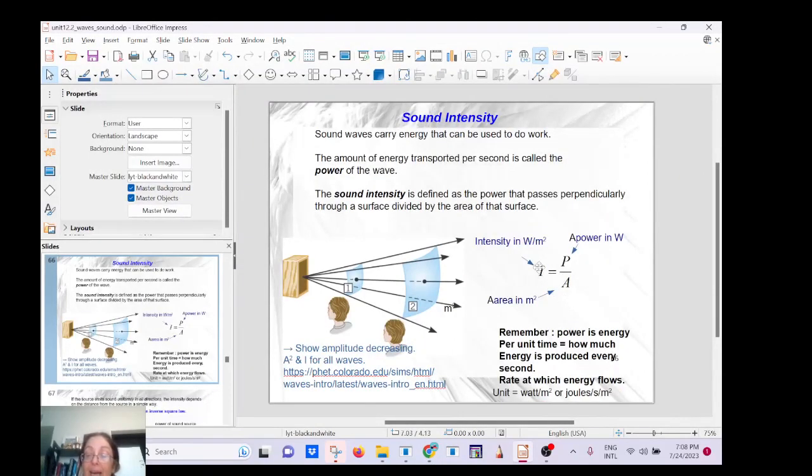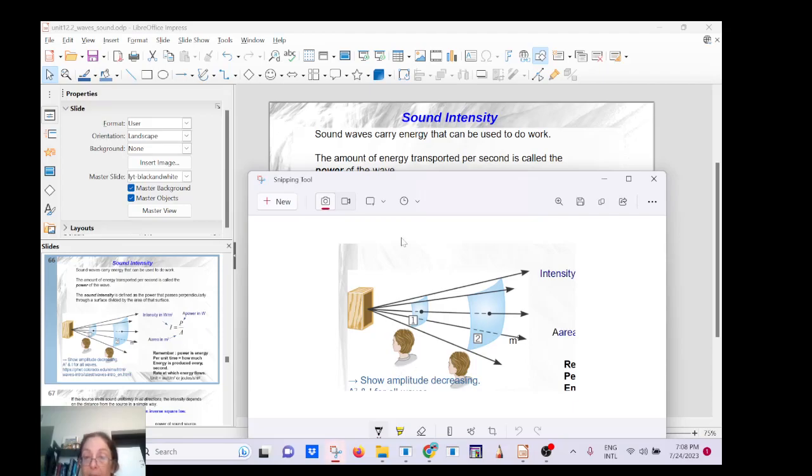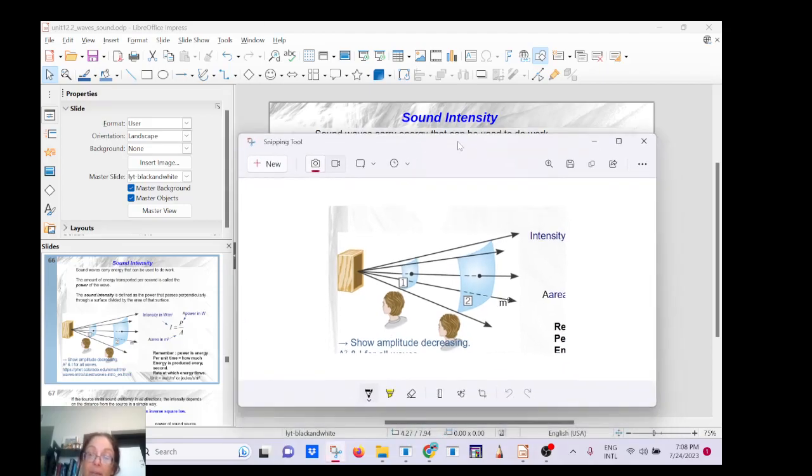Here we can define the intensity of a wave. Here it's a sound wave, but it works for any kind of wave. If you are here, for example, and this is 1 meter and this is 1 meter, so that's a unit area, the intensity will be the amount of energy flowing through this unit area.